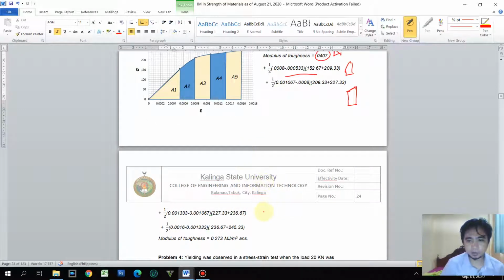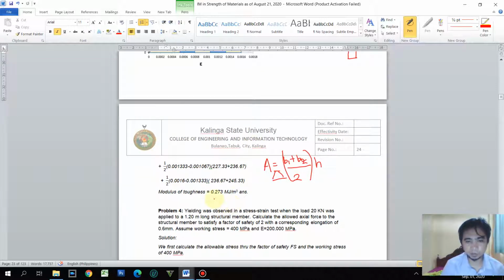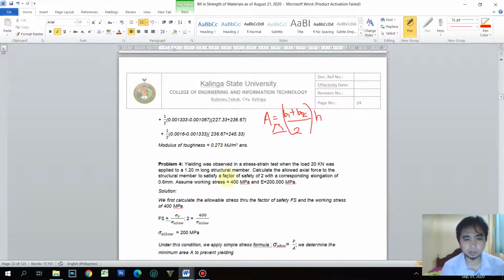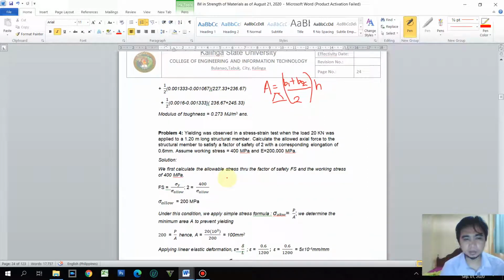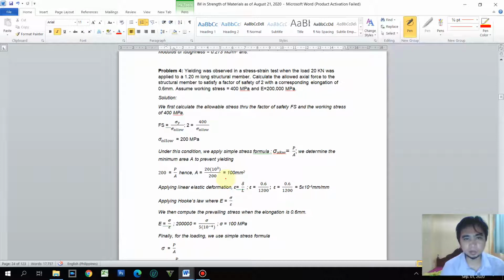So anyway, recalling the area for a trapezoid, just have to get the average of the two bases, okay, and then multiply it by the height. So this is what is done here. Okay, so the modulus of toughness came up to be 0.273 meganewton meter per cubic meter or megajoule per cubic meter. Okay, so that's it for the third problem. So we proceed now to the fourth one.